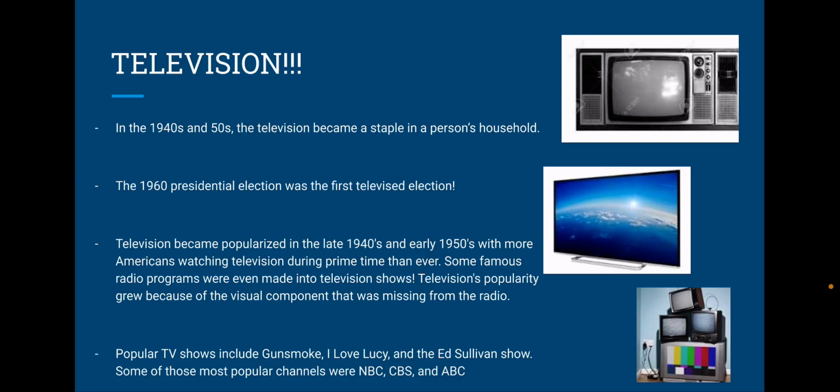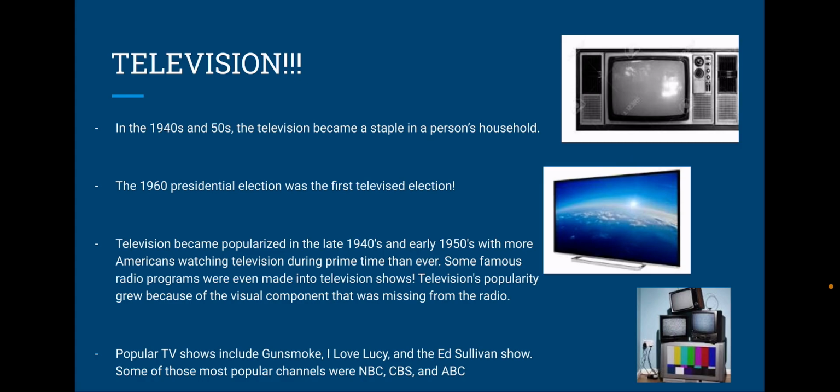This is probably my personal favorite because of how much it affects my life. But the television, which became a staple in people's households in the 1940s and 50s, largely due to the Americans watching television during prime time more than ever during those time periods. Some famous radio programs were even made into television shows.